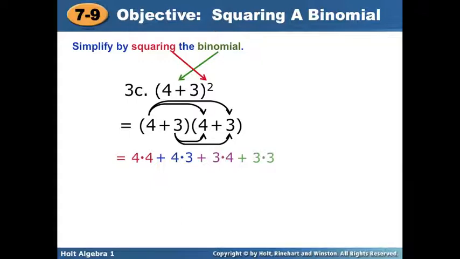Find the value of each of those products. 4 times 4 is 16, 4 times 3 is 12, 3 times 4 is 12, and 3 times 3 is 9. When you add together those values, we see that this equals 49. The same as when we worked it out with order of operations. This shows us that squaring the binomial is the correct way to show our work. You should not distribute the exponent.